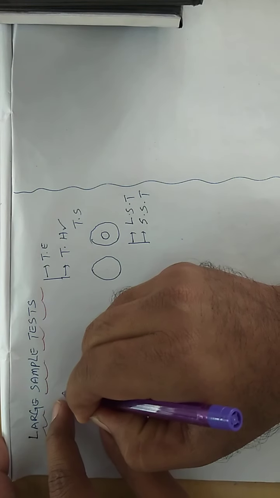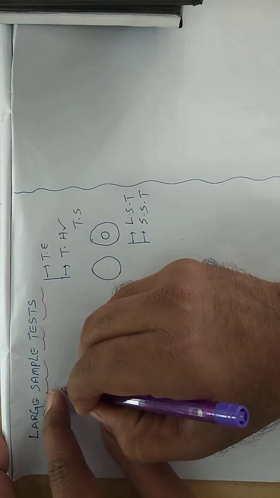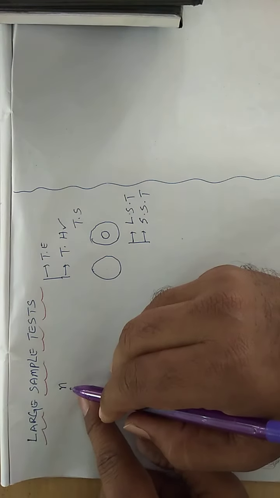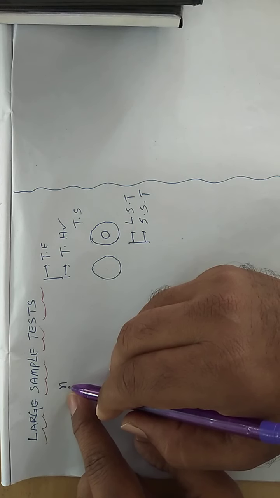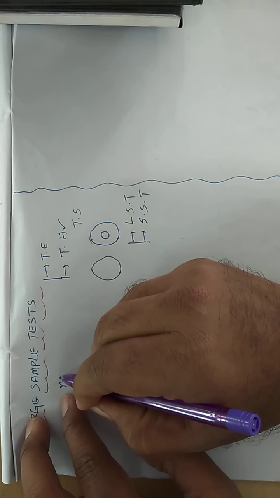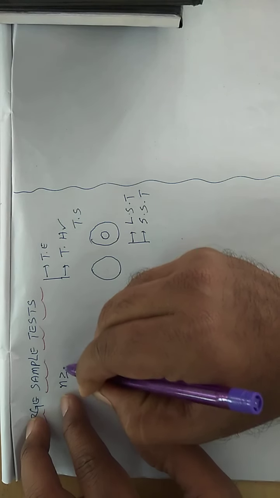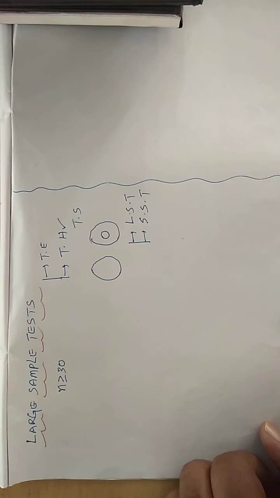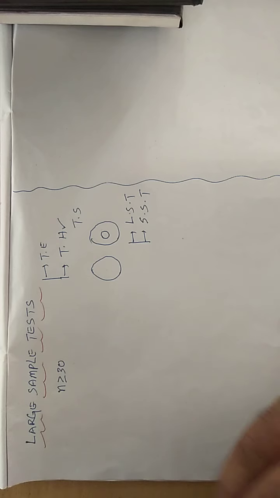I already told you in the sampling theory that from now onwards the sample size is going to be represented by a lowercase English alphabet. What is that? Small n. If the sample size is greater than or equal to 30, all those samples are known as the large samples.